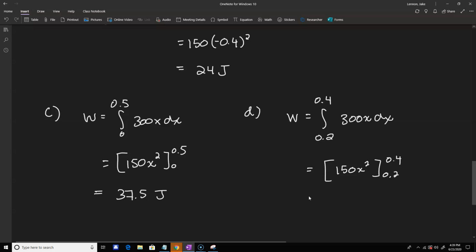Let's go ahead and figure out what that is. Really, all we're doing is 150 times 0.4 squared minus 0.2 squared. So what does that come out to? Comes out to 18 joules. So 18 joules for the last part. But again, really a relatively simple problem. The formula is kind of identical to the formula we had for finding the mass of an object given a density function. This time we're just trying to find the work required given a force function. And Hooke's law gives rise to a very simple force function.